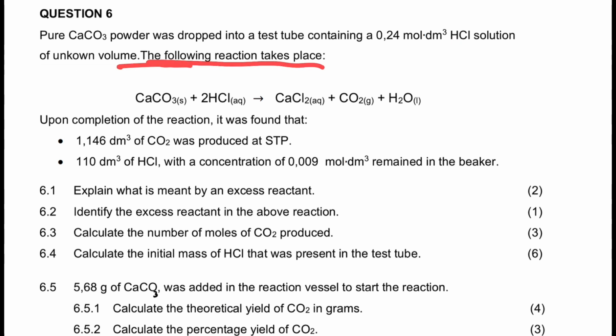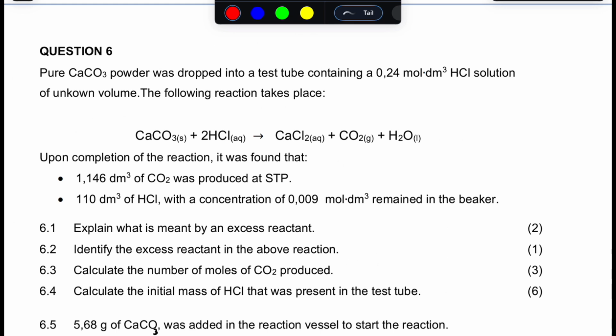Now it says the following reaction takes place. Calcium carbonate reacts with HCl and gives you calcium chloride, carbon dioxide, and water. Now it says on completion of the reaction, it is found that 110 cm3 of carbon dioxide was produced at STP. And guys, this is supposed to be cm3. It says 110 of HCl with a concentration remained in the beaker, right?